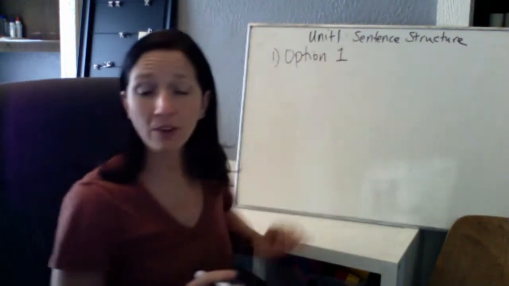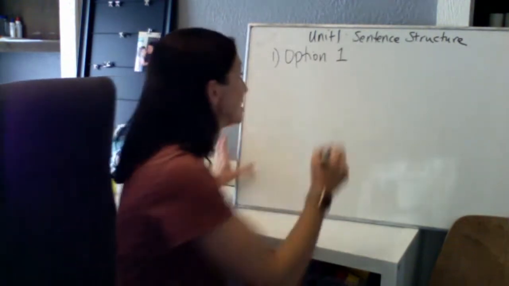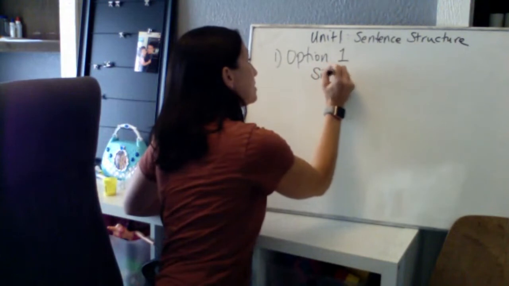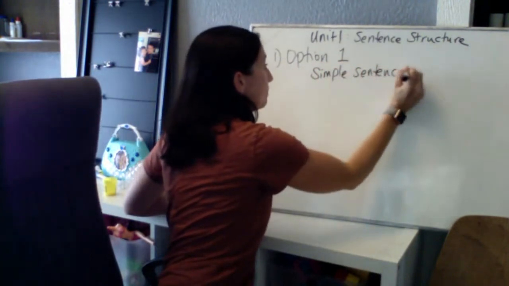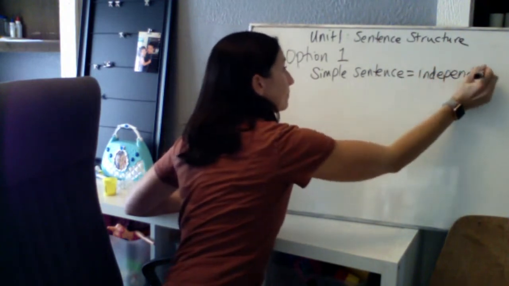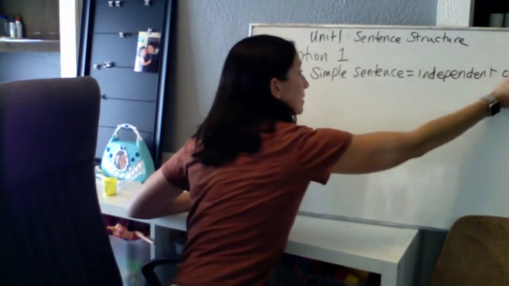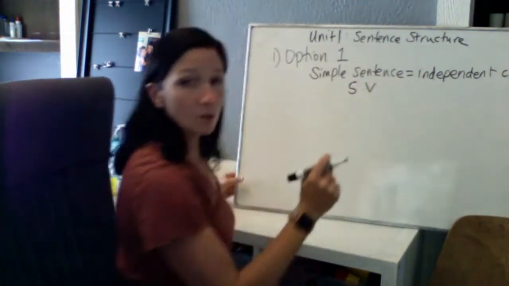And we learned some new vocabulary on Thursday. We learned about independent clause, which is another word for a simple sentence. And we said a simple sentence is just a subject and a verb.